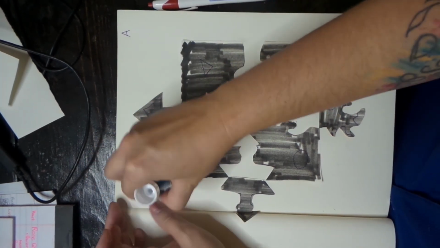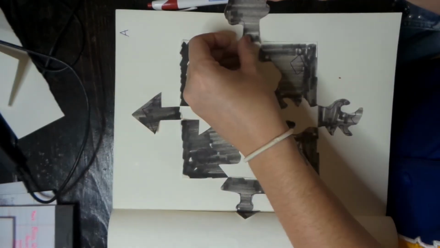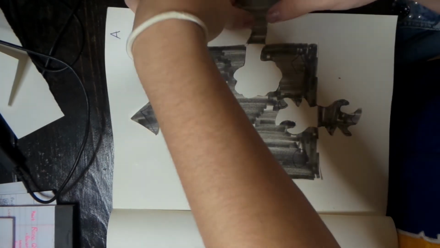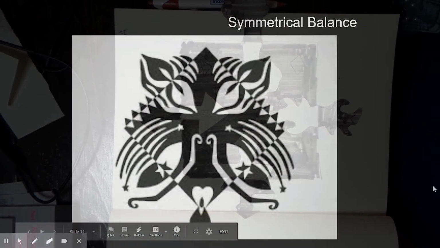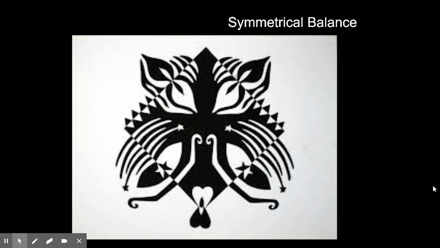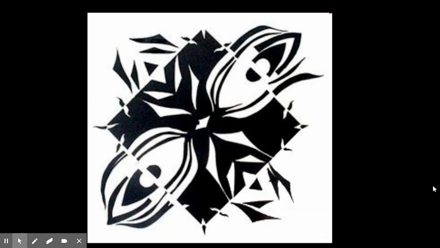I would make sure that all of your symbols are going to fit on the page before you start cutting and gluing them down. Now, here are some examples of some Notan designs. Be creative and come up with some really cool reflective designs. You get extra points for creativity.